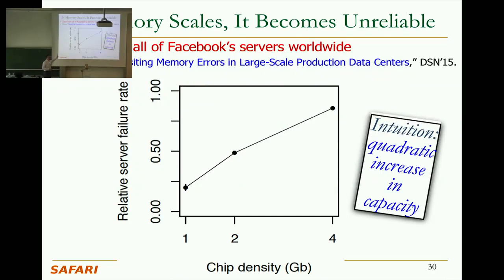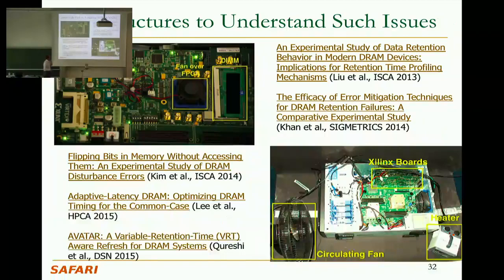Okay, this is just one example. If you really want to see more, this paper has a lot more detail on the errors. So we've been also doing a lot of studies to understand these errors in DRAM. We built this infrastructure. This is an FPGA board with some makeshift heating, circulating, initial infrastructure. And we wanted to understand these scaling issues in DRAM. What are the reliability issues that we're facing, and how can we fix them?